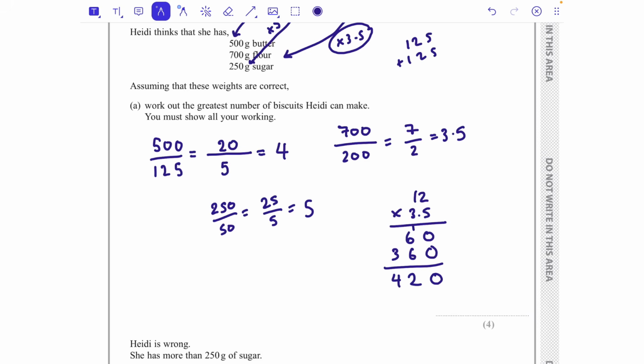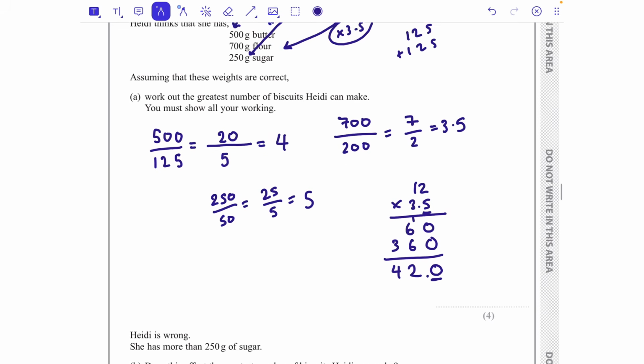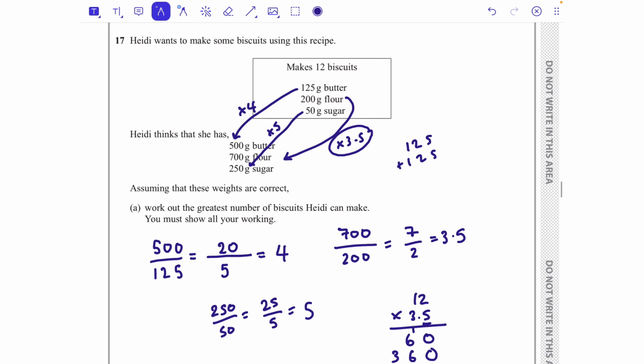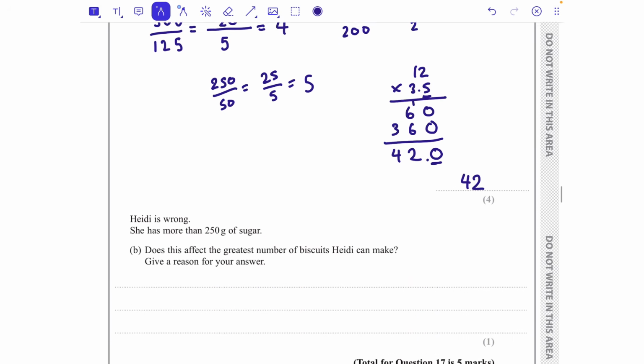420. And remembering there's one number after the decimal point there, so there's going to be one number after the decimal point there, and that is where my answer goes. So 42. So she can make 42 biscuits. We've been able to multiply the recipe by 3.5. That's the most number of times.